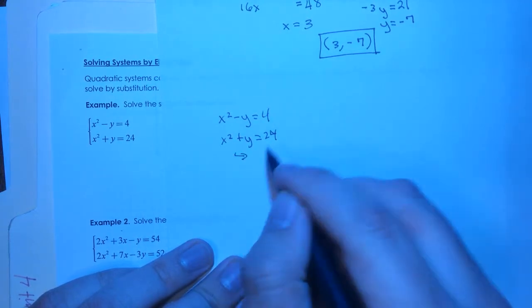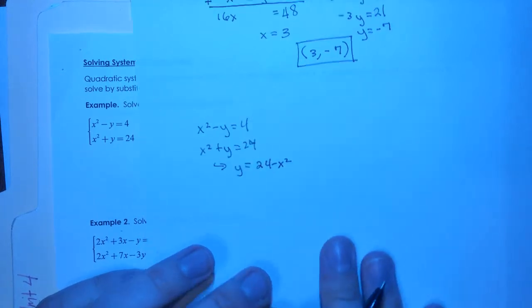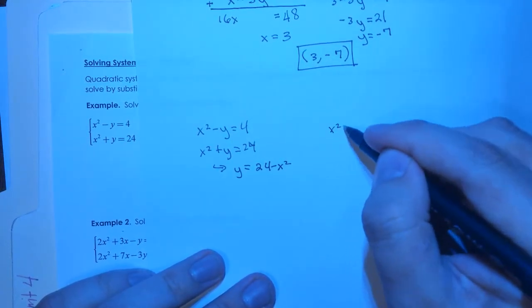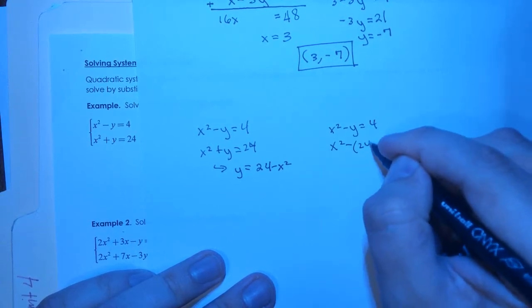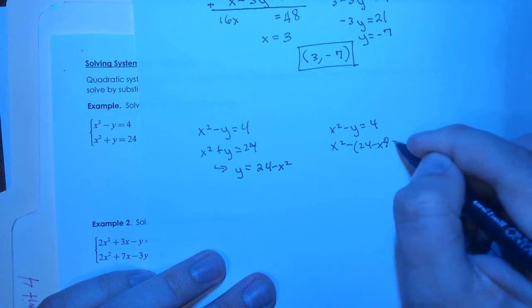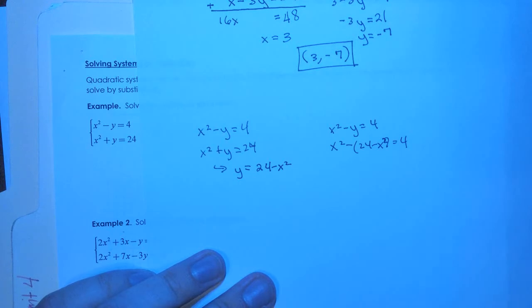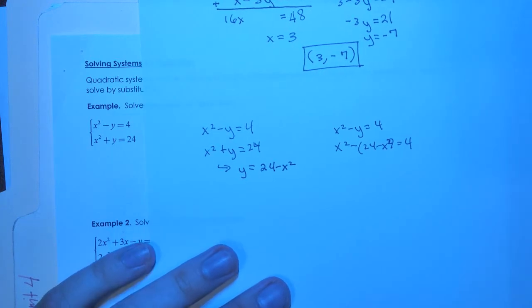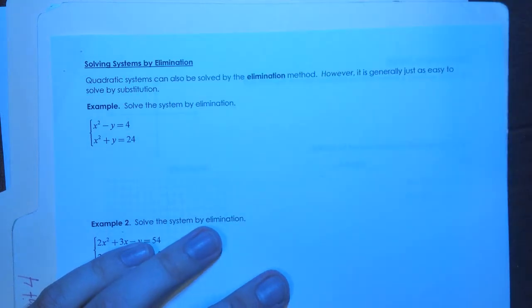I can take this second equation and say y is equal to 24 minus x squared, and then I can substitute into the first equation x squared minus y equals 4, and x squared minus (24 minus x squared) is equal to 4. And I can solve this equation rather easily. So this is what I'm telling you. In almost all instances, yes, sometimes solving by elimination is useful, but generally speaking, it's still just as easy to solve via substitution. Anyway, sorry to interrupt myself again.